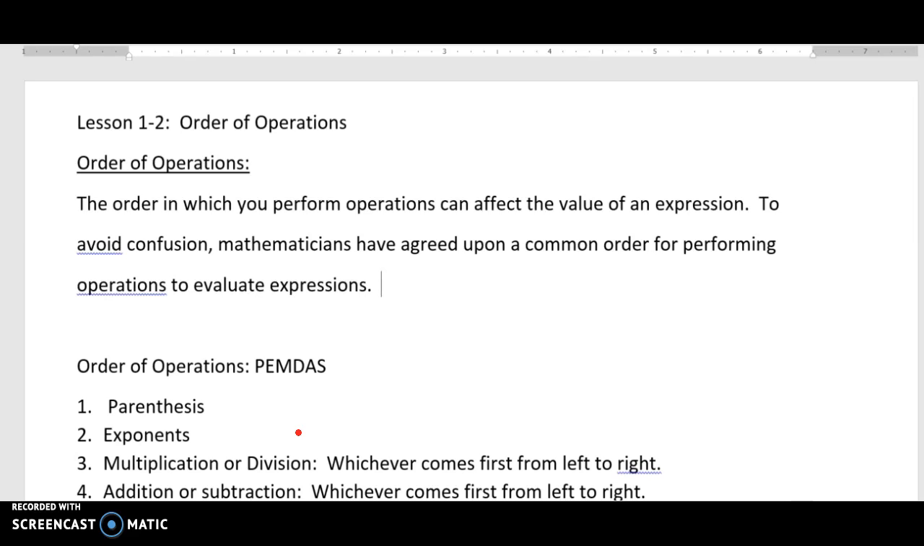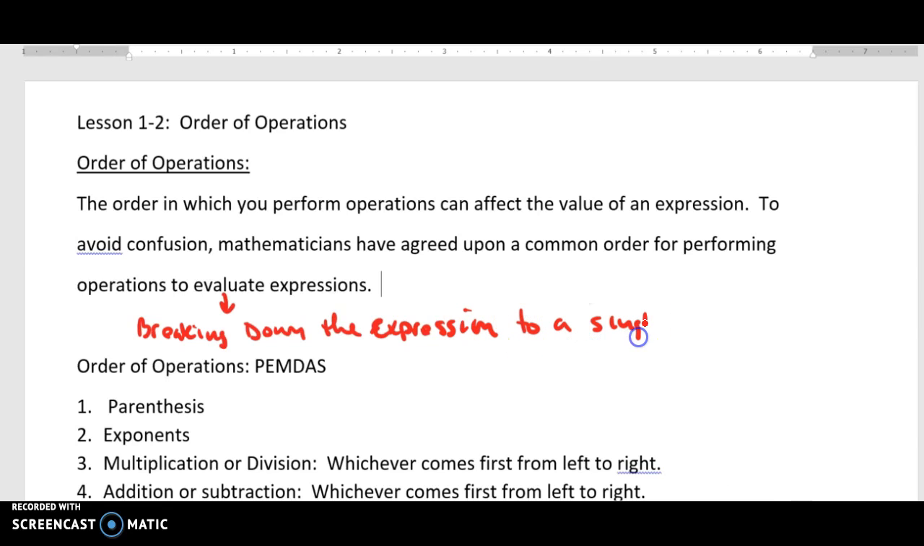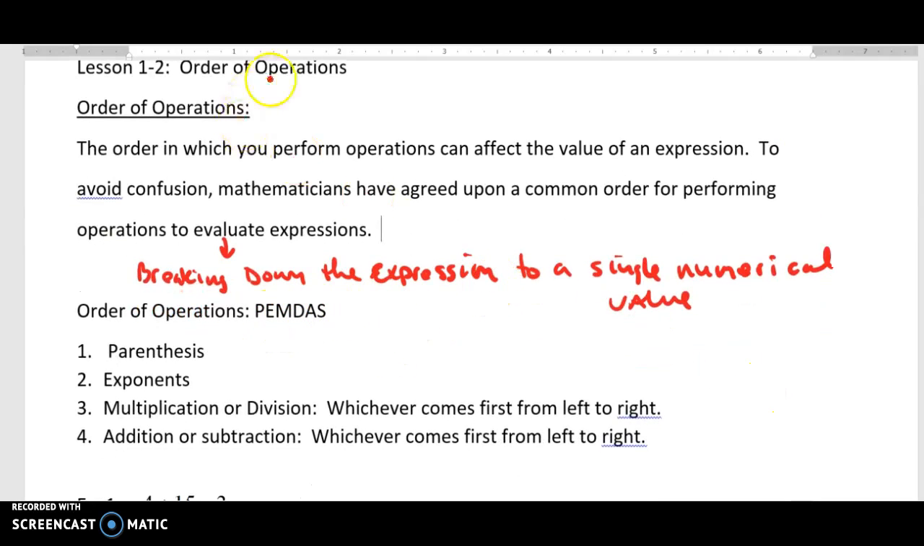Now, whenever we say the word evaluate, you have to know when you evaluate, you are basically breaking down the expression to a single numerical value. Okay. Now, with order of operations, you've probably done this before and heard of PEMDAS.